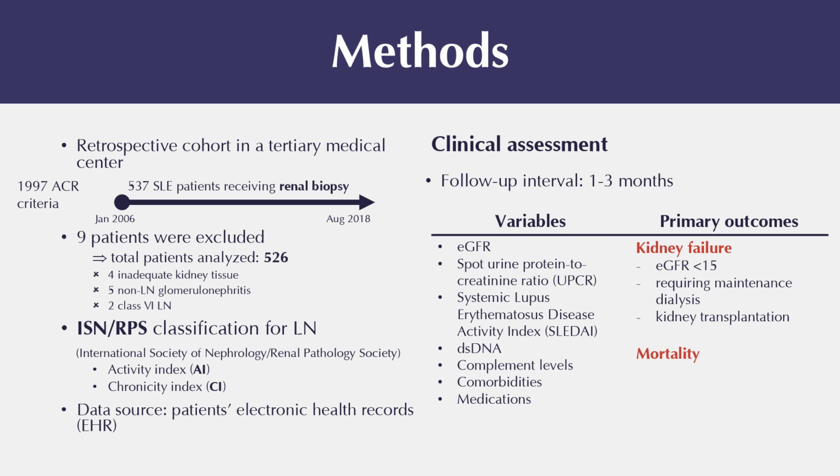Regarding renal histopathology, these samples were examined by an experienced renal pathologist using the International Society of Nephrology/Renal Pathology Society, ISN-RPS, classifications. For our clinical assessments, we had regular follow-ups every 1 to 3 months. Variables we use in our analysis include kidney function, proteinuria level, and disease activity. Our primary outcomes were kidney failure and mortality.